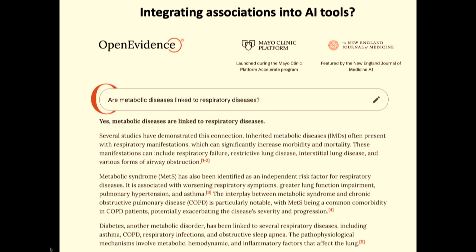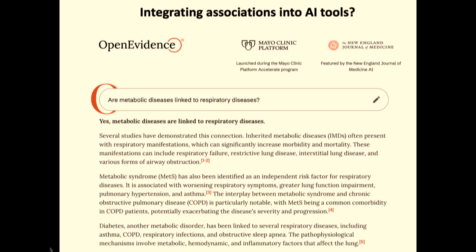So as I was doing this, an idea occurred to me. There's this large language model that has been put out by Mayo Clinic. It's called OpenEvidence. It's also featured by the New England Journal of Medicine. I noticed the lift was very high between metabolic and respiratory diseases, so I decided to ask it, are metabolic diseases linked to respiratory diseases?